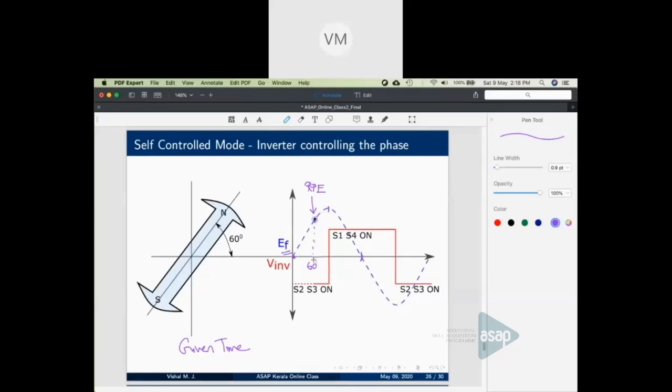Once you know that, what is to be done? Now I am at 60 degree. What does it tell the inverter? Wait for 30 degree more so that 90 degree comes. Then you turn on your S1 and S4. Keep S1 and S4 on for 180 degree, then S2 and S3 on. Then you repeat the cycle. Just you have to have the information on this point. In this specific example, it is 60 degree. So the inverter will turn on S1 and S4 30 degree after this.